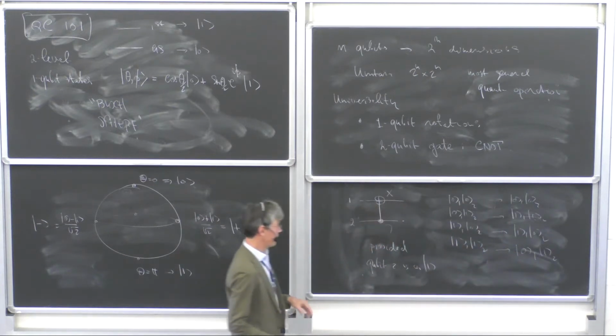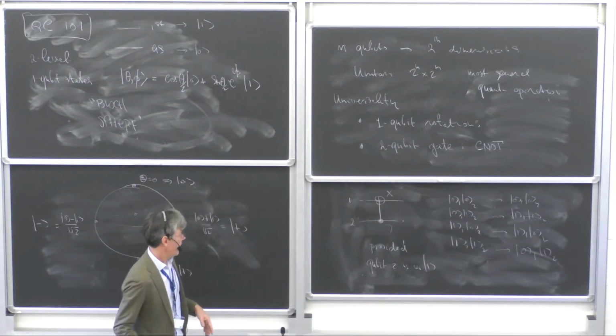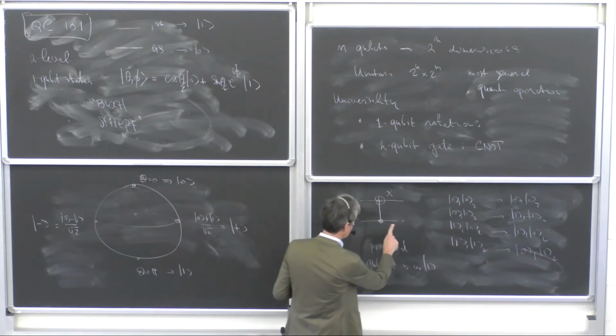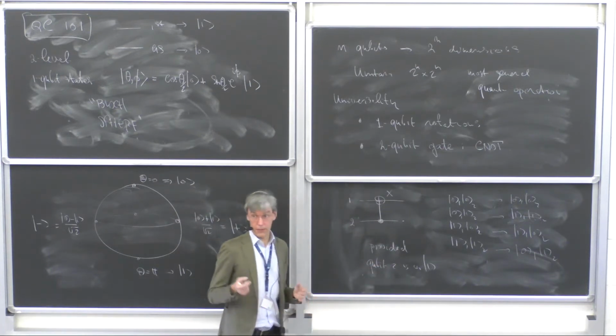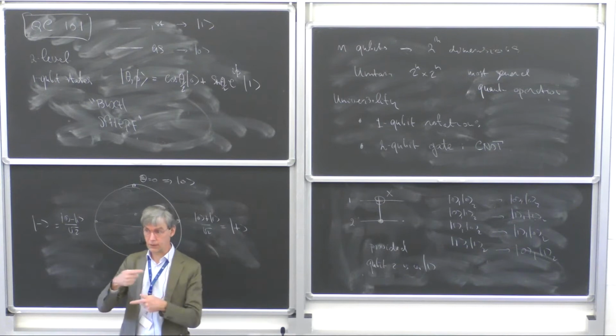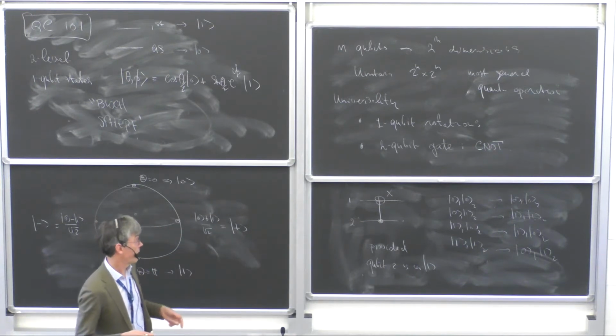So this is a unitary operation, you can check that. It's non-trivial, it entangles the 2 qubits. So if they were independent before, after going through a CNOT, they form an entangled state.